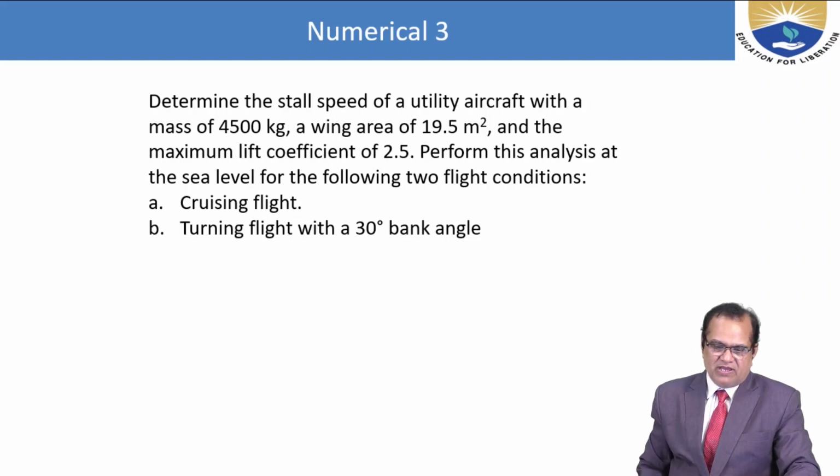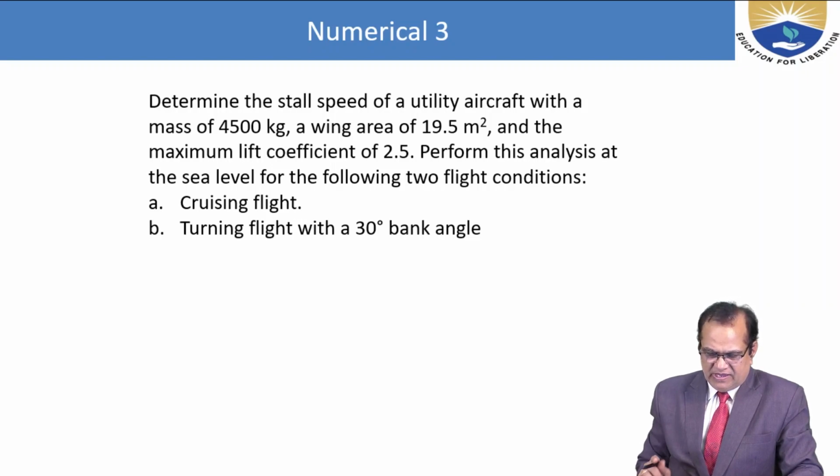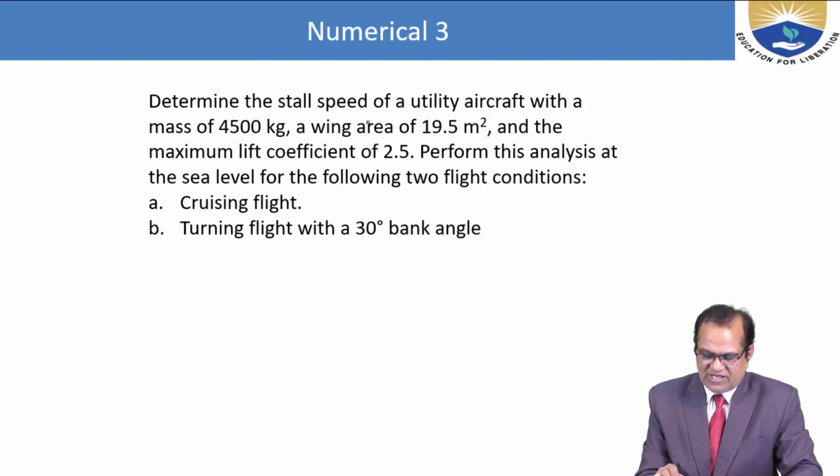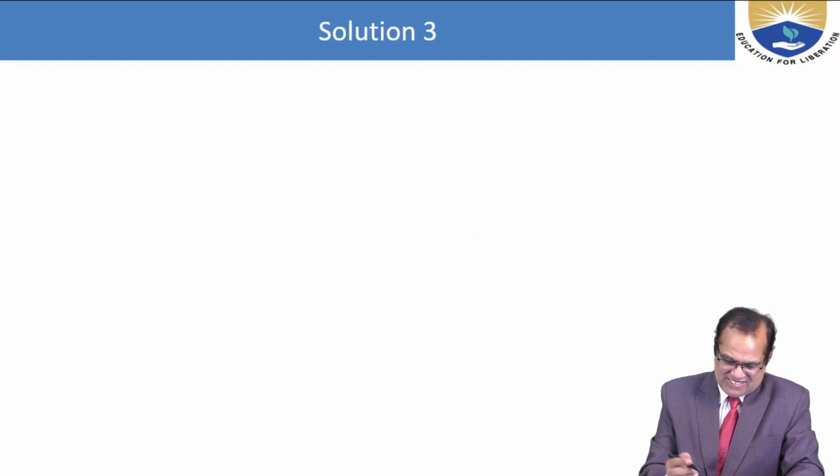So here some parameters are given. The mass is given, the area is given, and CL, the coefficient of lift, is given. Three parameters are given here. So first we will see A, cruising flight.